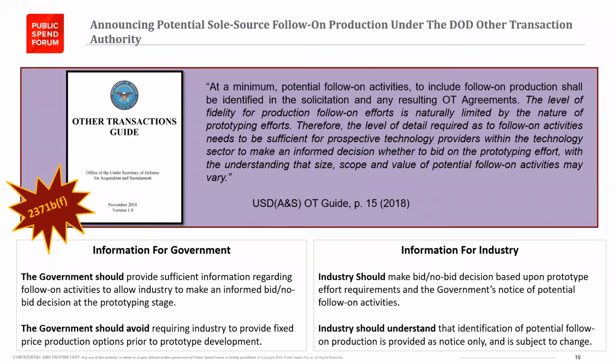Because they have this thing called sole source follow-on production, which means we can go right into production off a successful prototype. A key piece to note from the guide here is the guide actually institutes a requirement in addition to the statute that DoD activities notify folks ahead of time, hey, I think this thing might go into production. Here's the basic scope of what that is. Here's some best practices for government. Make sure you're letting industry know what you think that production is to the best of your ability so they can make a bid, no bid decision at that prototyping phase.